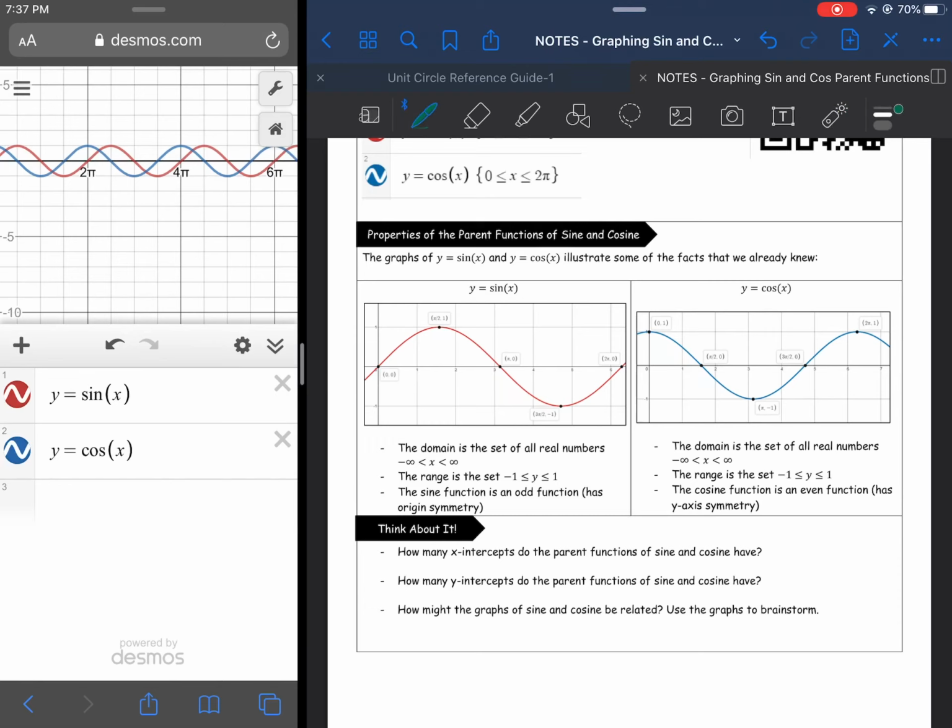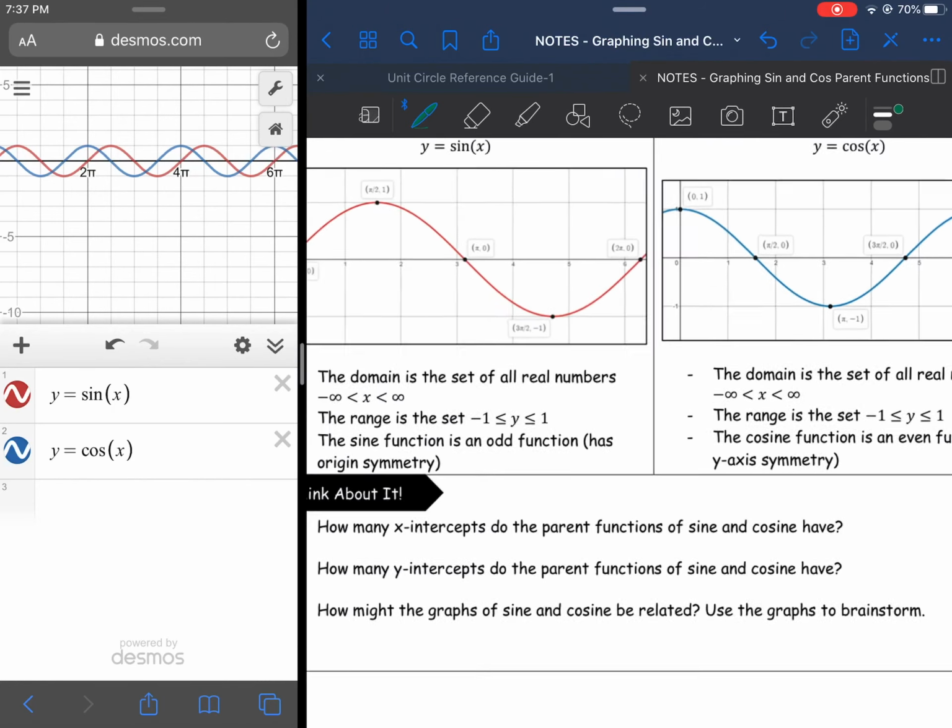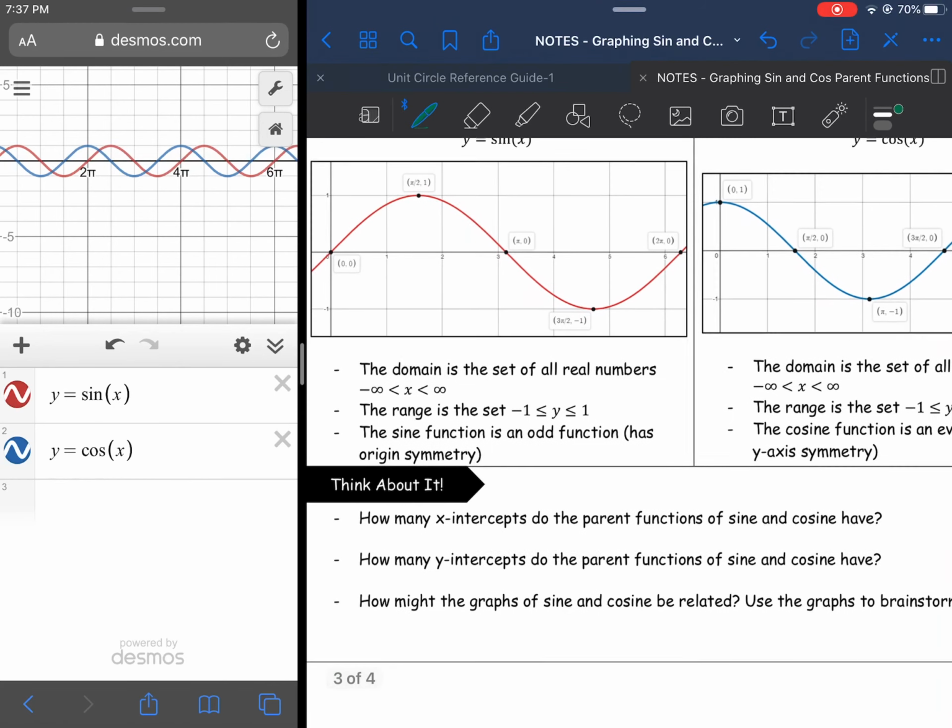So for both cosine theta and sine theta, let's go ahead and write this down. For both parent functions, they have an infinite number of x-intercepts. So how many x-intercepts do the parent functions of sine and cosine have? An infinite number of x-intercepts. Because again, both functions are passing through the x-axis an infinite number of times, forever to the right and forever to the left on the x-axis.